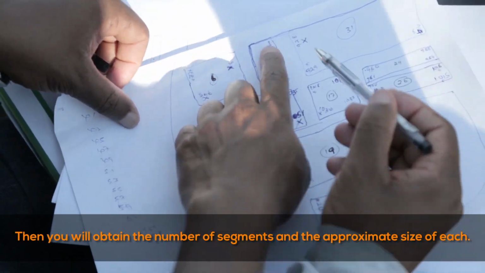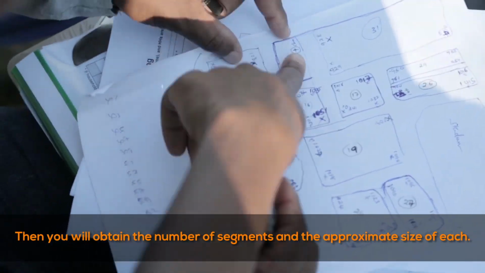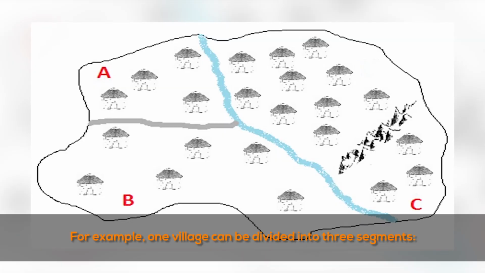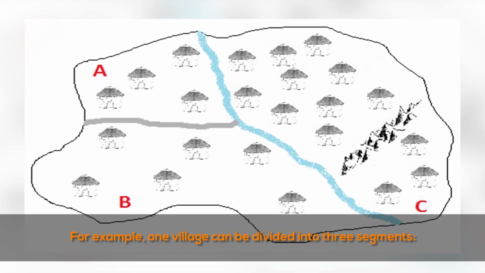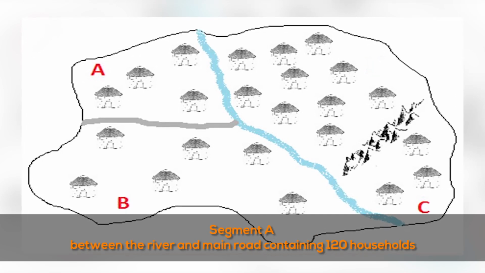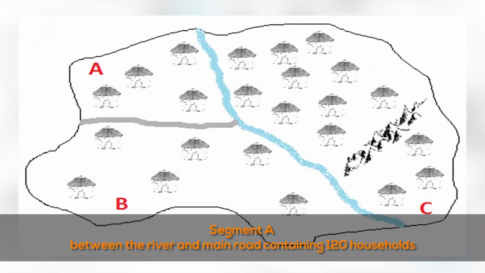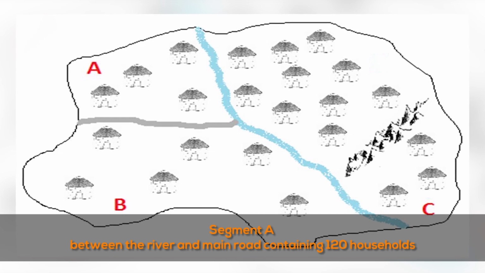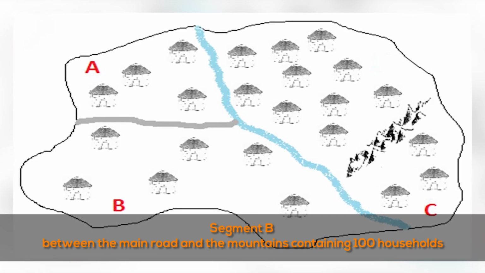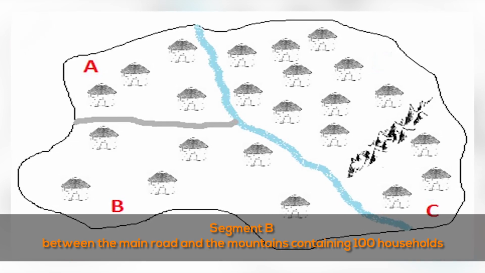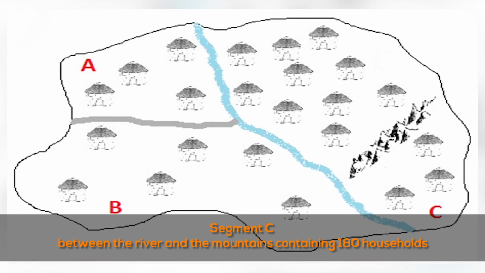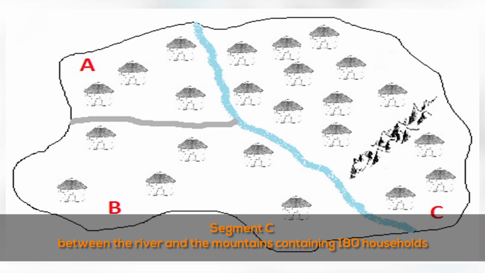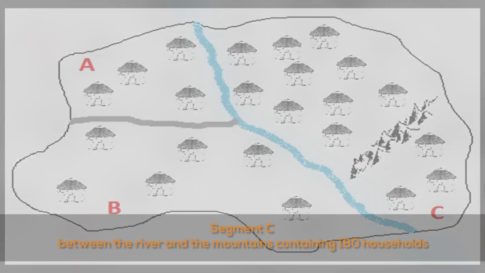Then, you will obtain the number of segments and the approximate size of each. For example, one village can be divided into 3 segments. Segment A, between the river and main road, containing 120 households. Segment B, between the main road and the mountains, containing 100 households. Segment C, between the river and mountains, containing 180 households.